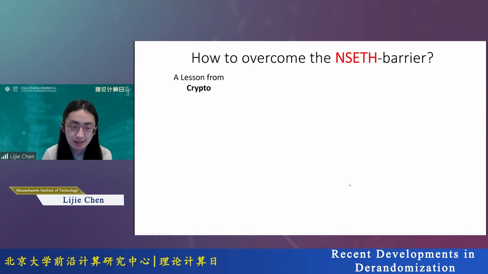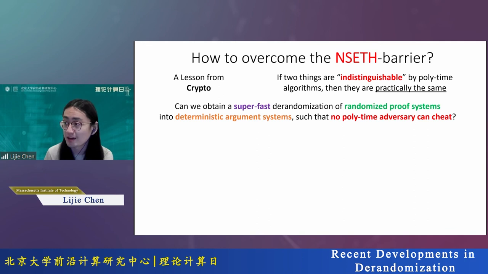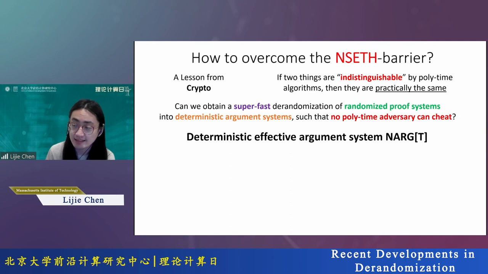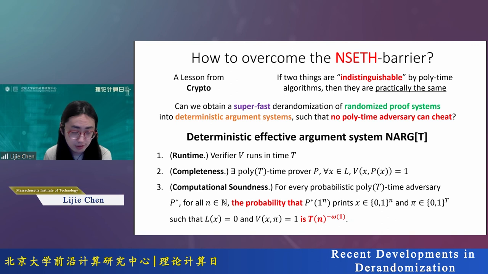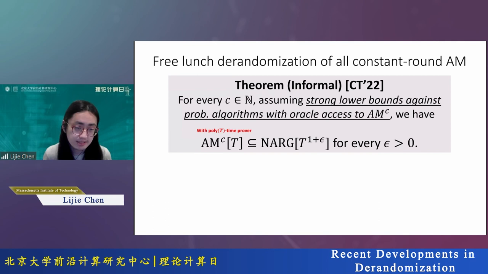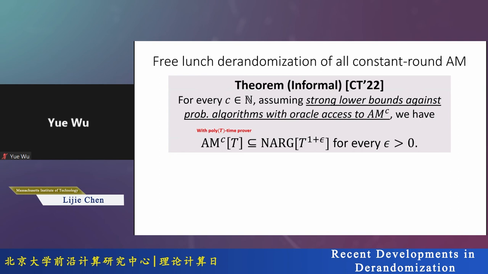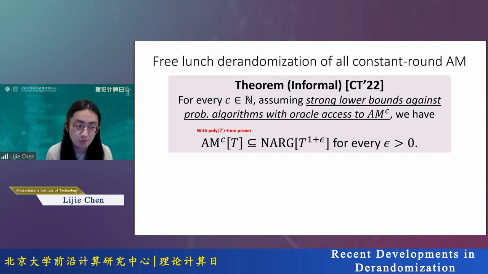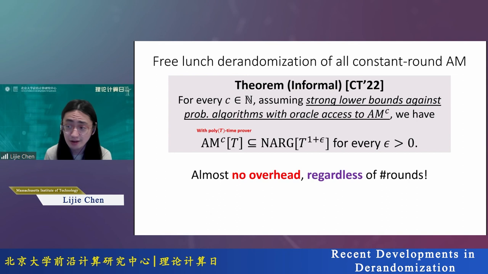Again, we try to do derandomization not with respect to every input, but on average over a polynomial-time samplable distribution. And we instantiate a study of non-deterministic effective argument systems, which is similar to NP, but now we only require the soundness to hold over polynomial-time samplable distributions and polynomial-time adversaries, of course. So essentially we show that constant-round AM can be derandomized into non-deterministic effective arguments with essentially no overhead, assuming some very, very strong assumption, which I don't have time to go over. So this is very interesting because there's almost no overhead regardless of the number of rounds.